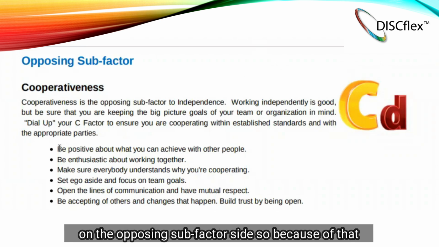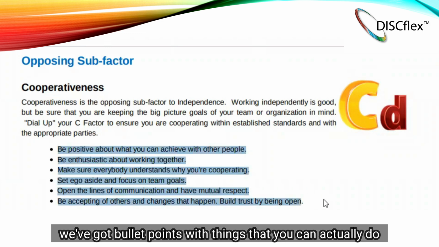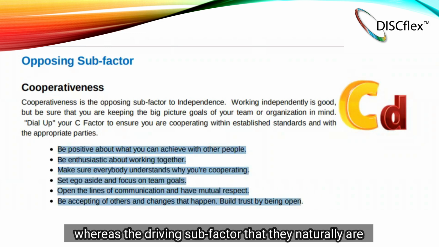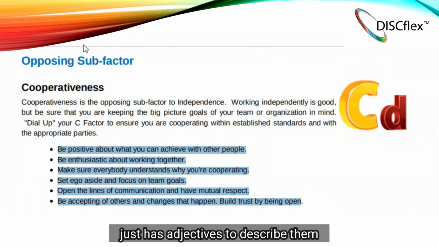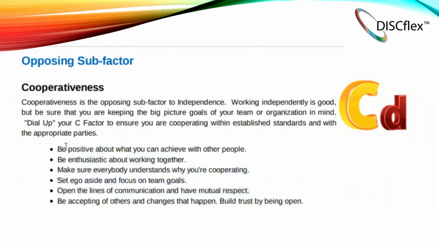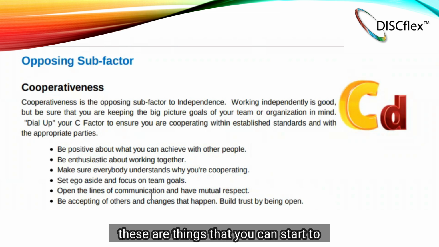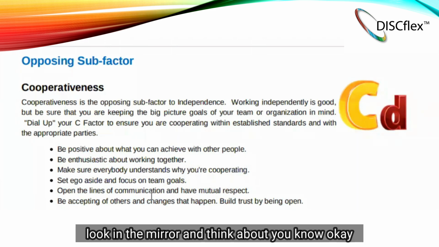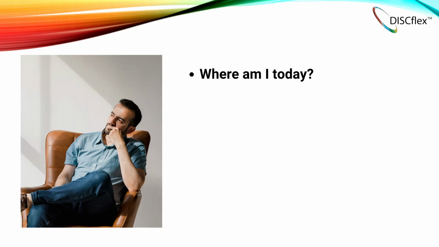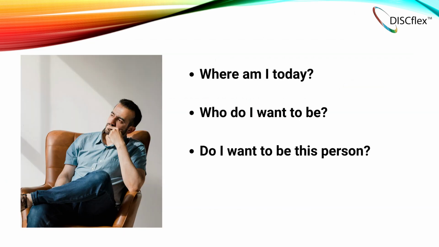Because of that, we've got bullet points with things that you can actually do, whereas the driving subfactor that they naturally are just has adjectives to describe them. Be positive about what you can achieve with other people, be enthusiastic about working together, make sure everybody understands why you're cooperating, and so on. These are things you can start to look in the mirror and think about: okay, where am I today? Who do I want to be? Do I want to be this person?